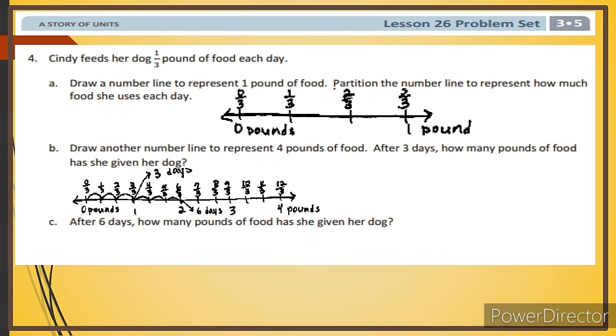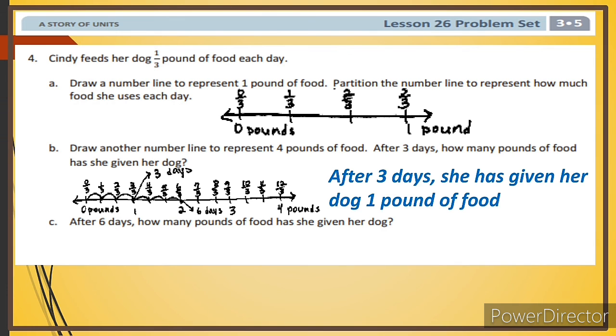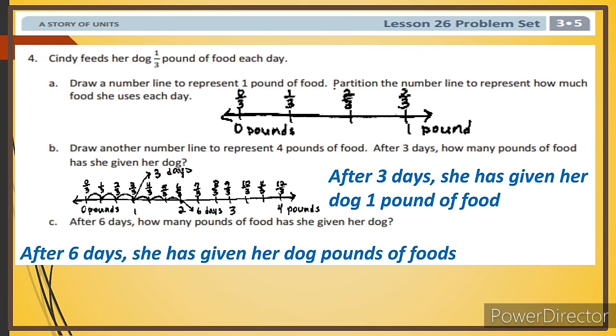After 3 days, how many pounds of food has she given the dog? So you can say that she has given her dog 1 pound of food after 3 days. And after 6 days, how many pounds of food has she given her dog? After 3 days, she has given her dog 1 pound of food. So after 6 days, she gave her dog 2 pounds of food. It's 2 pounds of food after 6 days.